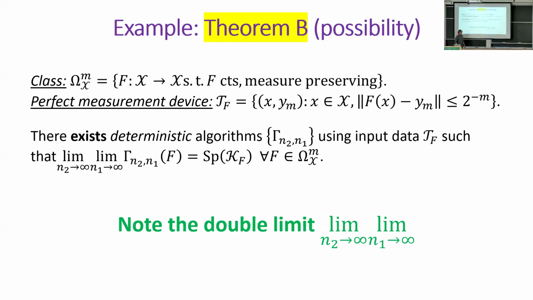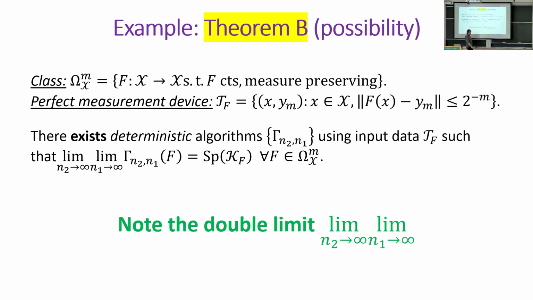Same assumptions on the measurement device. Now there does exist a deterministic array of algorithms. Notice two parameters, n2 and n1, that's very important, that use this input data so that in the double limit, you take n1 to infinity, then n2 to infinity, you recover the spectrum for all f in your class. So really note this double limit. This isn't contradicting the previous theorem, because the previous theorem was about a single limit, a sequence of algorithms.